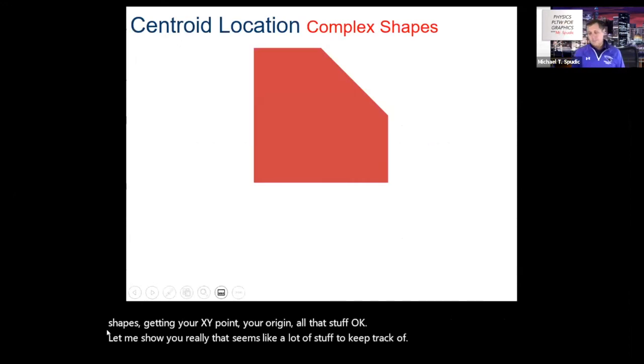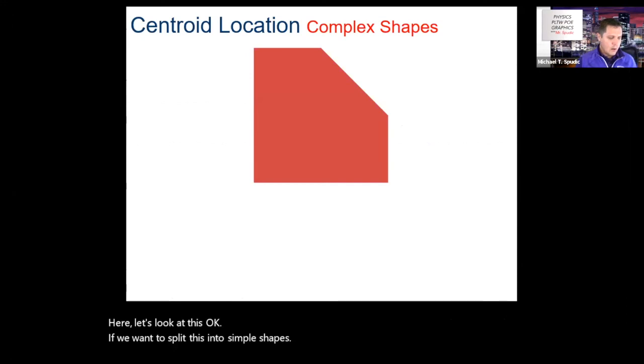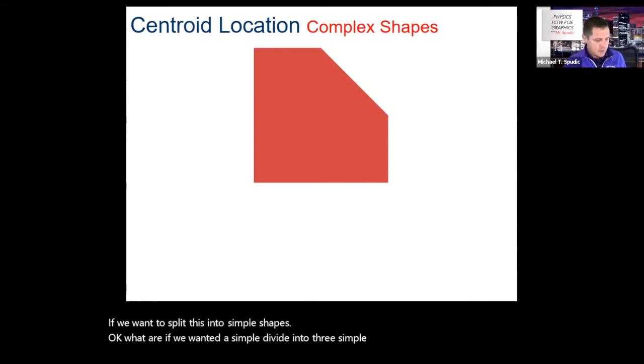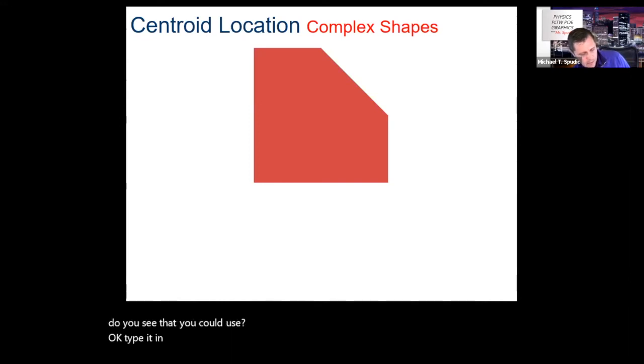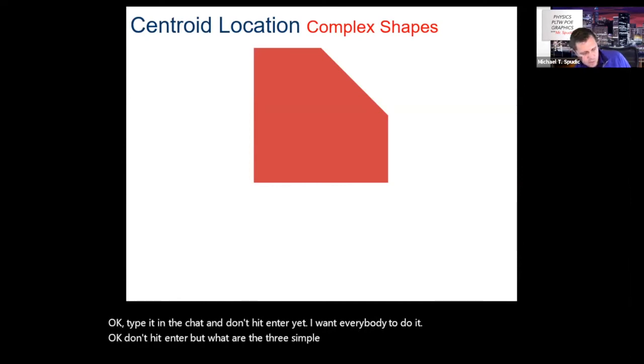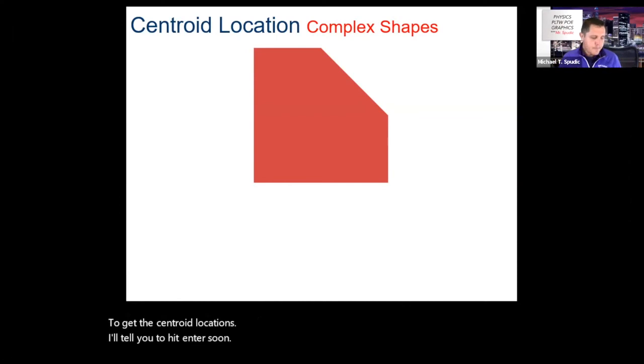Here, let's look at this. If we wanted to split this into simple shapes, if we wanted to divide it into 3 simple shapes, what 3 simple shapes do you see that you could use? Type it in the chat and don't hit enter yet. I want everybody to do it. What are the 3 simple shapes you would use to get the centroid locations? I'll tell you to hit enter soon. Okay, now go ahead and hit enter.